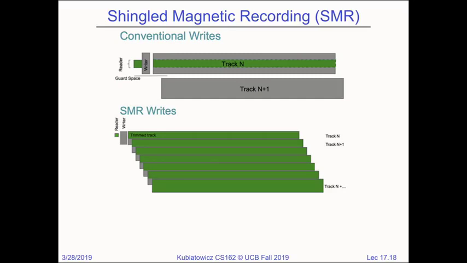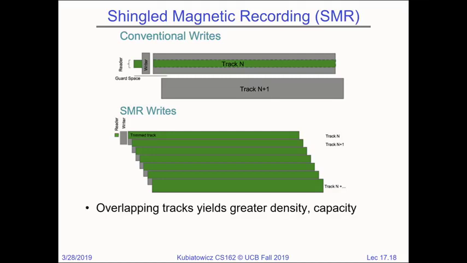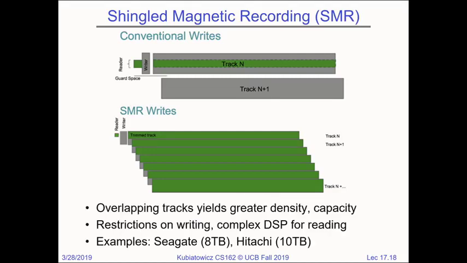So the thing about SMR disks is they're extremely dense, but people use them for archival storage. They're not for the active random access you might have in a database or something like that. Seagate had an 8 terabyte version that came out about 5 years ago, and Hitachi had a 10 terabyte. Those were the first SMRs, but the technology has improved so much that SMR is not a requirement for high density anymore. Still around.